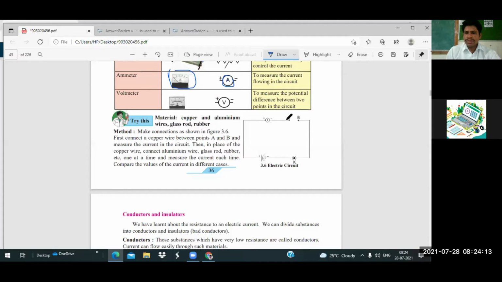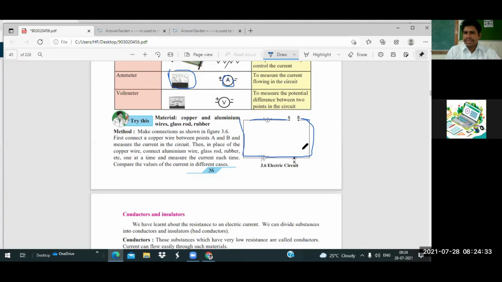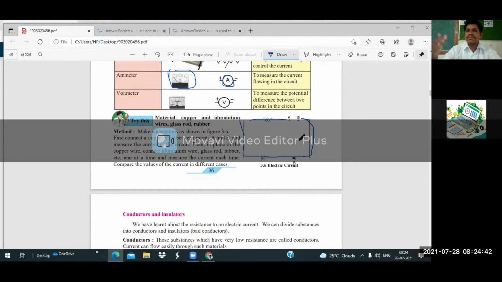So now first we have to take this from A to B. This is our connecting wire. We have taken copper wire, and we have to connect the ammeter, here key K, and here the cell. When we join them, current will flow through it. And when we put aluminum wire instead of copper wire, current will still flow, but not as much as we can pass through the copper wire.